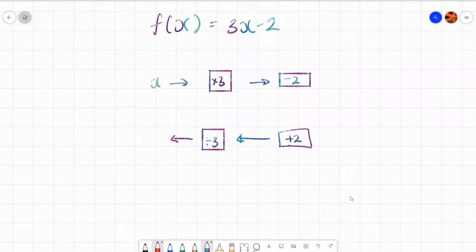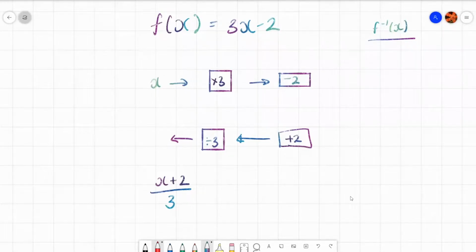Now, I could rewrite that in a different way. I could write that as x plus 2, then divided by 3. You're doing the opposite. So inverse function actually means the opposite. Now, it's always written as f of minus 1 of x. So when you see that, you know that is asking you to work out the inverse.